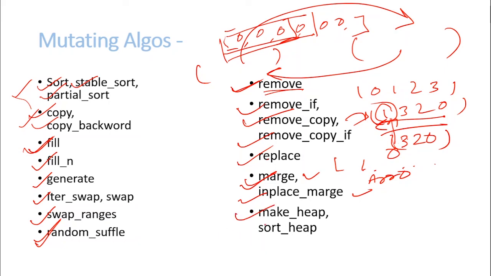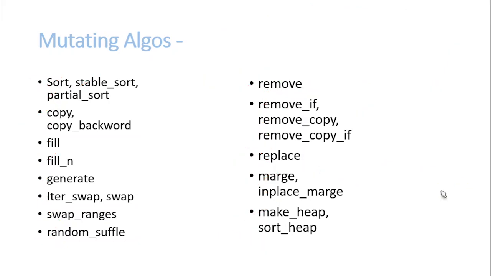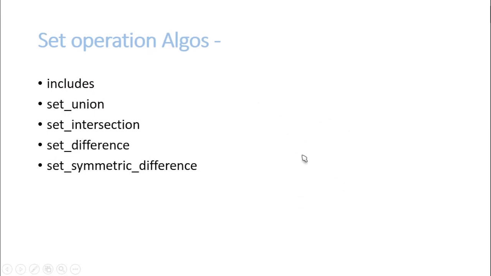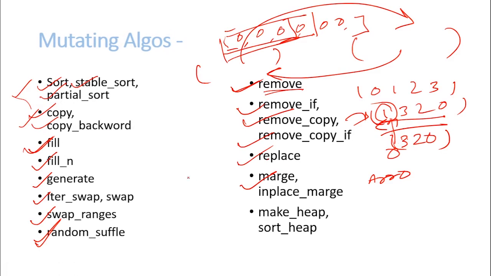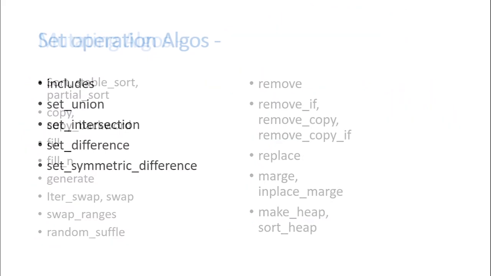And there is a make heap function that takes a certain amount of data and then makes a heap out of that data. And sort heap sorts a data structure thinking that it's a heap.